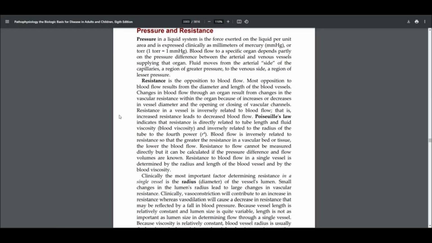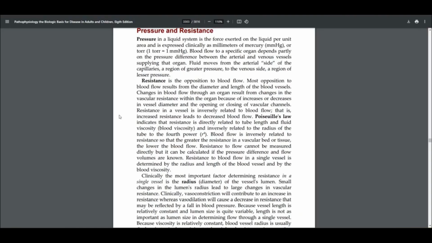Resistance is the opposition to blood flow. Most opposition to blood flow results from the diameter and length of the blood vessel. Changes in blood flow through an organ result from changes in the vascular resistance within the organ, because of the increase or decrease in vessel diameter at the opening or closing of vascular channels. Resistance in a vessel is inversely related to blood flow. That is, increased resistance leads to decreased blood flow.